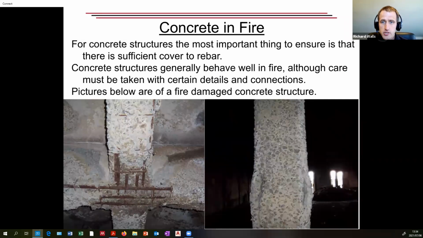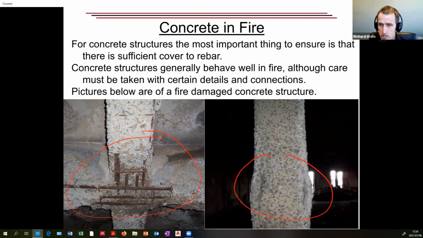Concrete generally performs well. For concrete structures, the most important thing is to ensure there's sufficient cover to rebar. Concrete structures generally behave well in fire, although care must be taken with details and connections. This is from a fire damaged structure. It had to be demolished. You'll actually see the column is buckling. There's been extensive spalling and rebar being affected, but it stayed standing.